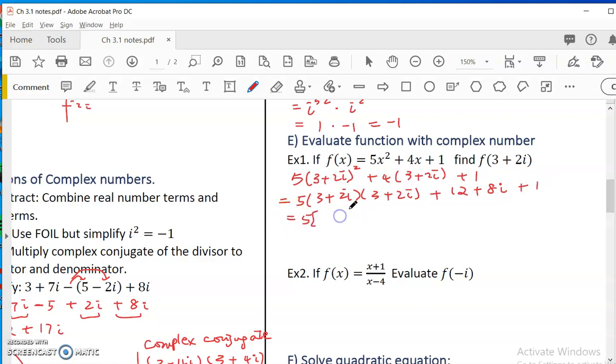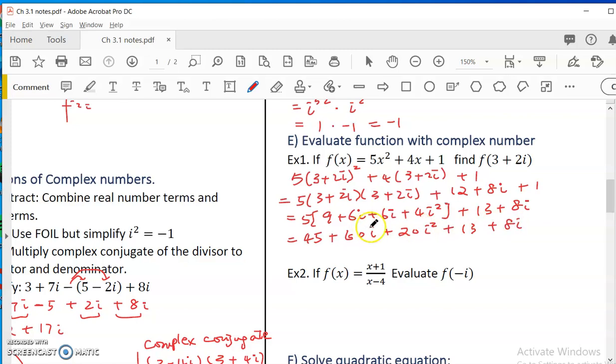So 5 multiplied by 9 plus 6i plus 6i plus 4i squared. Don't forget the square. Plus, let's combine, 13 plus 8i, right? And then I have to distribute the 5 into it. 45 plus 12 times 5 is 60, 60i plus 20i squared plus 13 plus 8i.